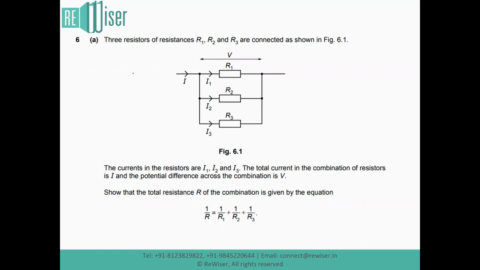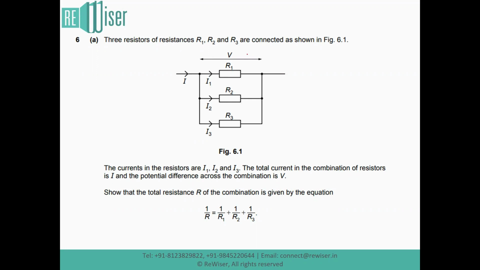This question belongs to simply Ohm's law and the connection of resistors, the parallel connection of resistors. So the question is: three resistors of resistance R1, R2 and R3 are connected as shown in figure 6.1. The currents in the resistors are I1, I2 and I3. The total current in the combination of resistors is I, and the potential difference across the combination is V.